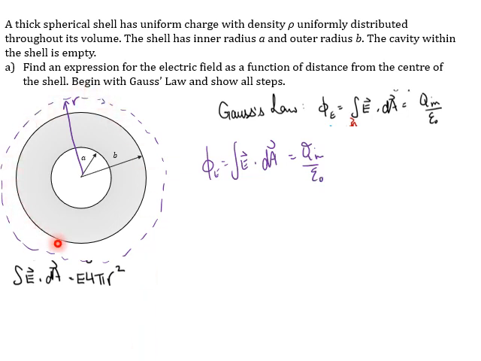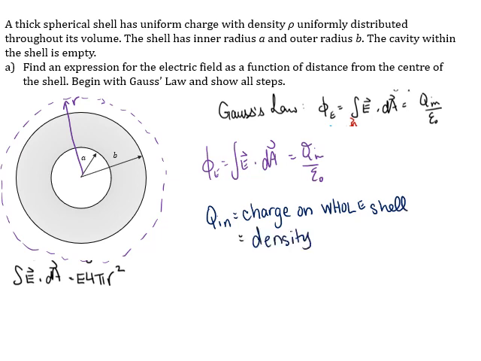So we ask what charged object is inside our Gaussian surface. Well, that would be our thick spherical shell. So our Q in is however much charge is on this spherical shell. And since the whole shell is inside, we need the charge on the whole shell, not just part of the shell like last time. So that's going to be the density of the shell times the volume of the shell. Density has our symbol rho.